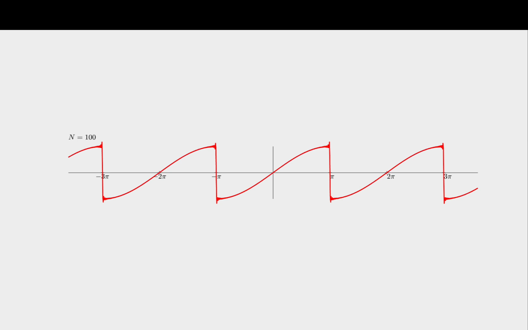It is impossible. We will converge pointwise for every x in the interior of my domain of negative pi to pi, but not at negative pi and not at pi, because I don't get a continuous continuation of my function if I were to tile it in a periodic way.